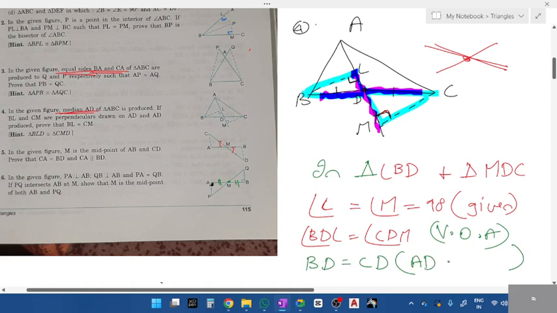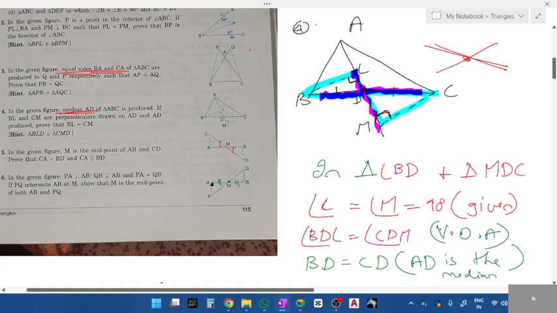AD is the median. That's it. AD is the median. Or you can write median divides BC into two equal parts. Instead of writing a lengthy statement like that, just write AD is the median, students. What have they asked us to prove? Prove that BL is equal to CM.